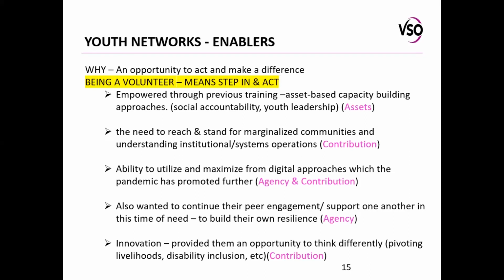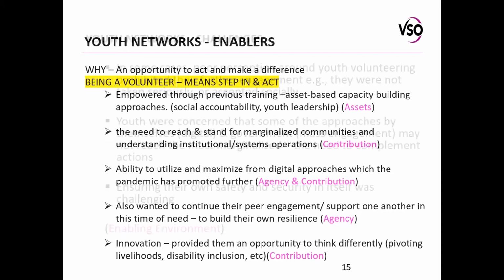And innovation, what was interesting was from the research, we saw that the challenge pushed youth to innovate, to think differently, to come up with new solutions. That was also an enabler in its own sense. So they had the assets, they could see the contribution, and also it was a chance for them to do something differently, think differently, which was quite interesting.